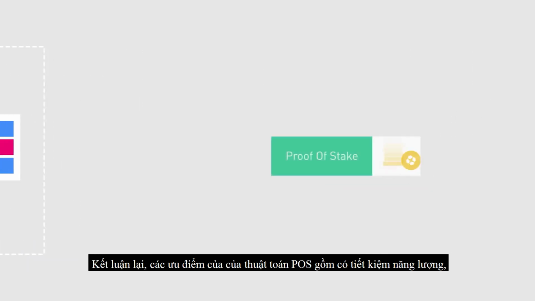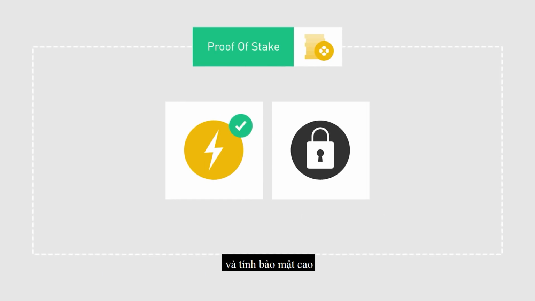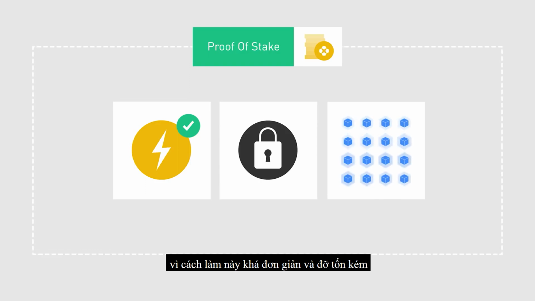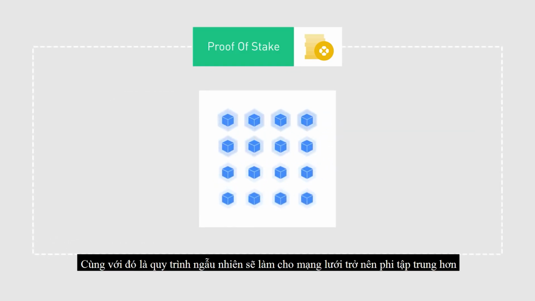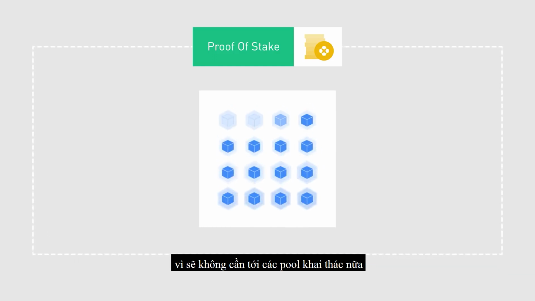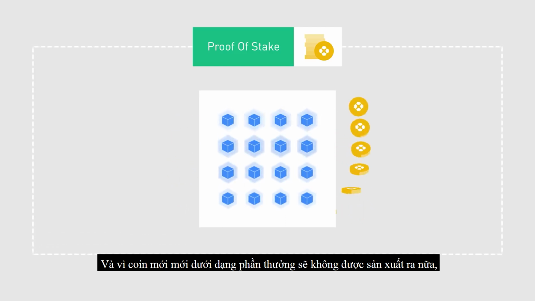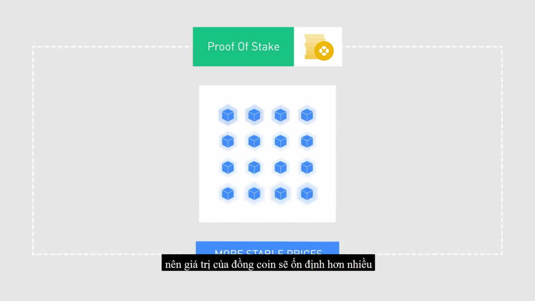The main advantages of the proof of stake algorithm are energy efficiency and security. A greater number of users are encouraged to run nodes, since it's easy and affordable. This, along with the randomization process, also makes the network more decentralized, since mining pools are no longer needed to mine the blocks. And since there is less of a need to release many new coins for a reward, this helps the price of a particular coin to stay more stable.